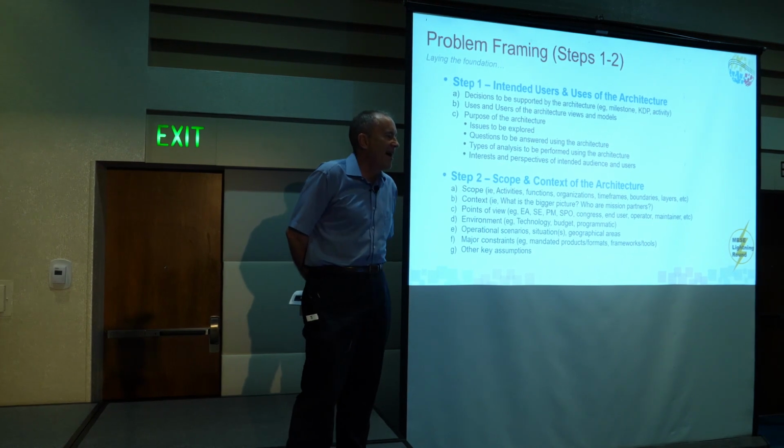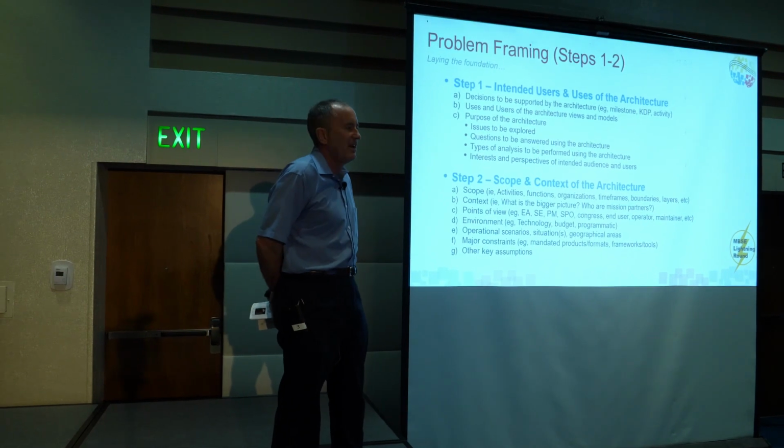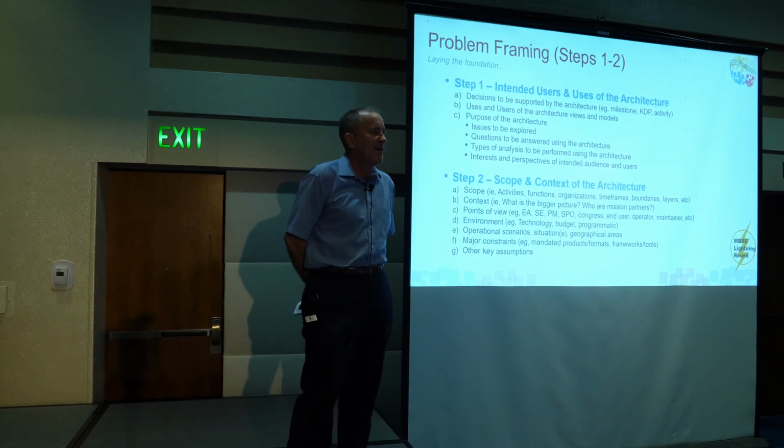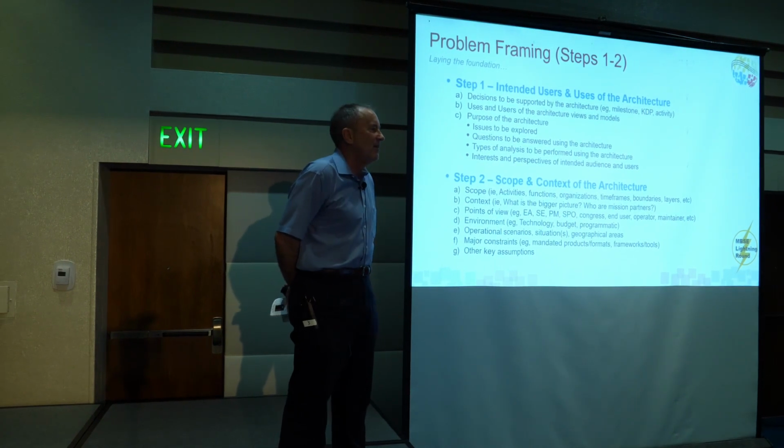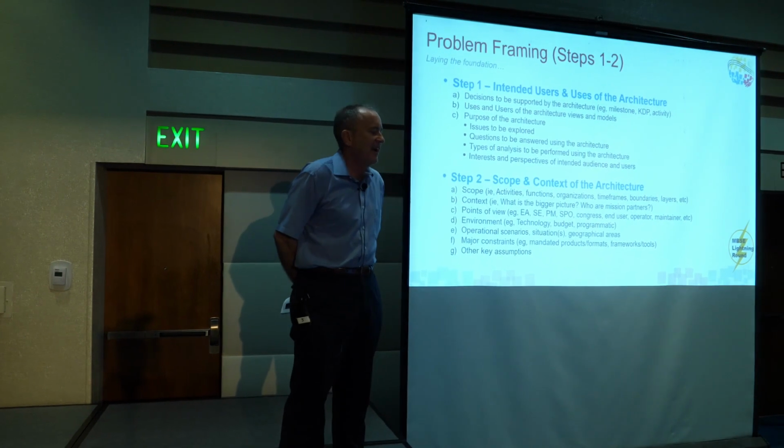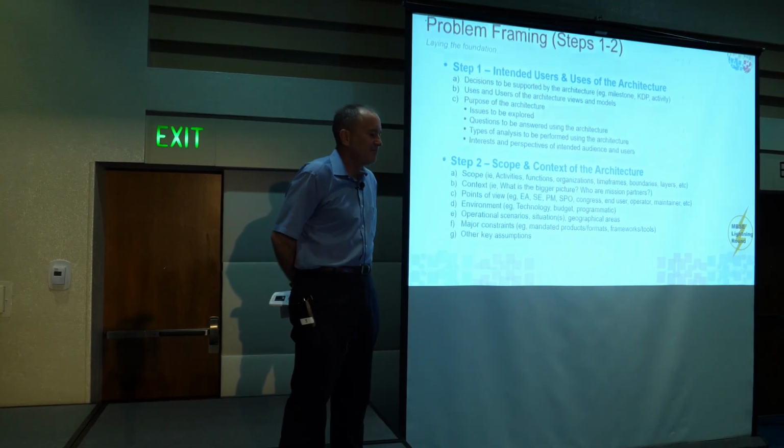So step 2 is, what's the scope and context? Are we doing this model that's going to be good for the next 20 or 30 years? Or is it just going to be a model we put together to answer questions next week, and after that we can just throw it away? What's the context for the modeling? What's the context for the thing we're trying to model?